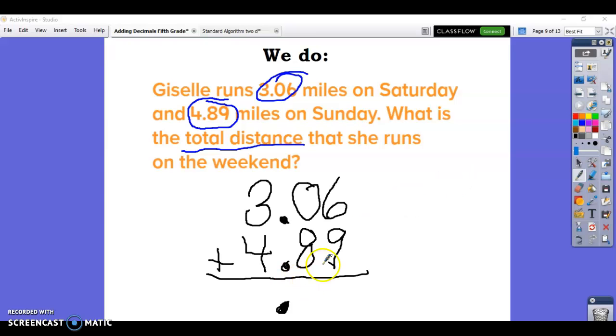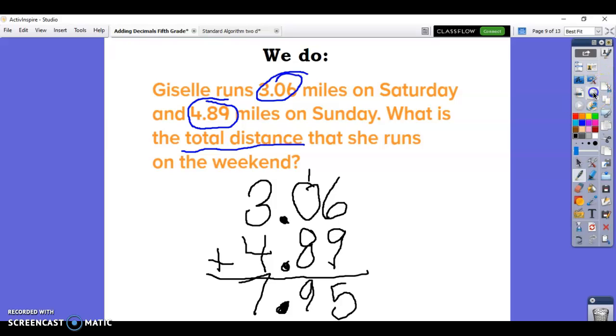Okay, so you should have 3 and 60 hundredths plus 4 and 89 hundredths written. There aren't any zeros that needed to be added in. We drop down the decimal, and now you simply just add. 9 plus 6 is 15. Carry your 1. 8 plus 1 is 9. And then you have your 3 plus 4, which is 7, for 7 and 95 hundredths.